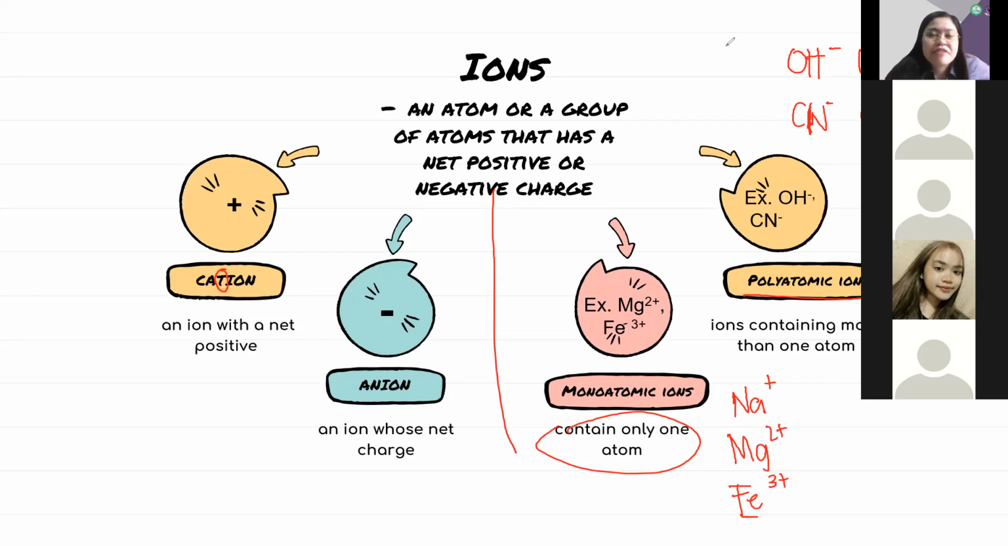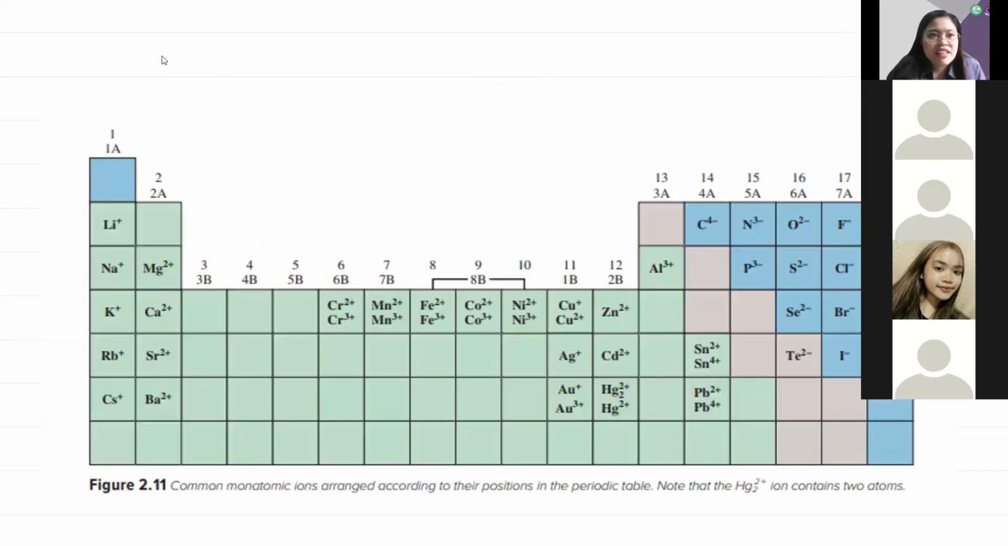That's how we classify our ions. Pag positively charged, cation. Pag negatively charged, anion. Pag isang atom lang, monoatomic. Okay, pag marami, we have the polyatomic ions. Okay, very good. So now let's move on.